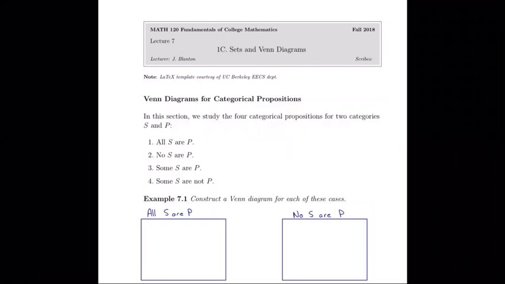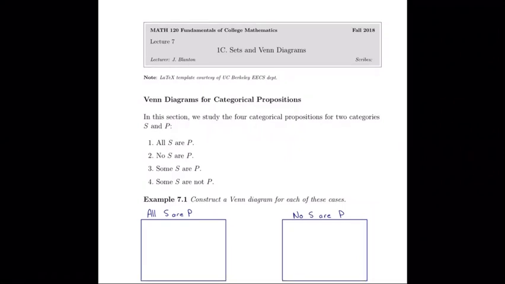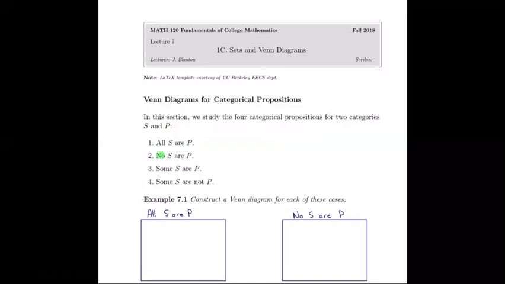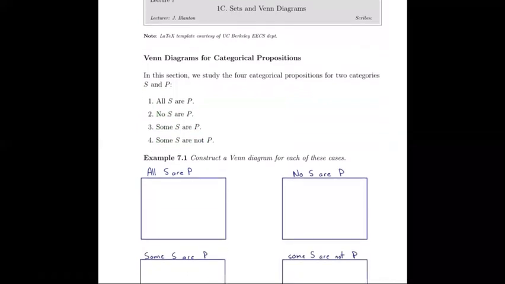So there are four types of categorical propositions. And here they are listed 1 through 4. Okay, a categorical proposition is really a classification of sets. In the first case, we see all S are P. So S and P are two different categories. S could be dogs and P could be mammals. All dogs are mammals, or all S are P. All right, so that gives us some idea of how two sets are related. And all four of these are different statements that we might see in problems involving logical arguments.